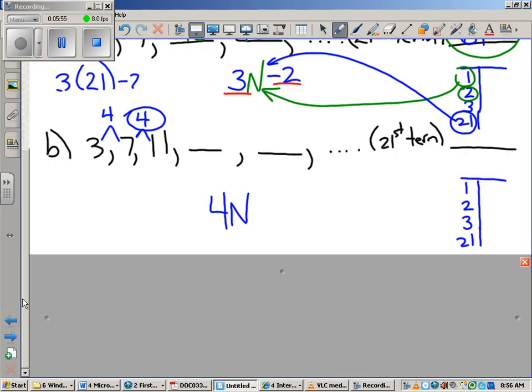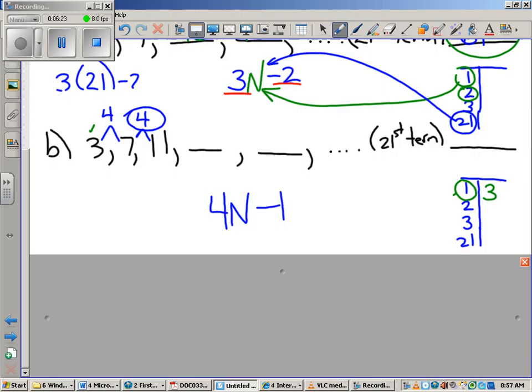So in order to check, we take that first term and substitute it here for n. 4 times 1, when we substitute, is 4. But when we look over here, our first term is going to be 3. I'm at 4, it's at 3. You've got to figure, how can I get from 4 to 3? Hopefully you know, all I have to do is subtract 1 from that.